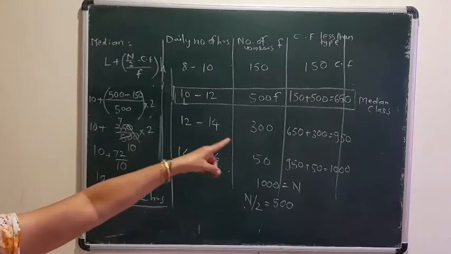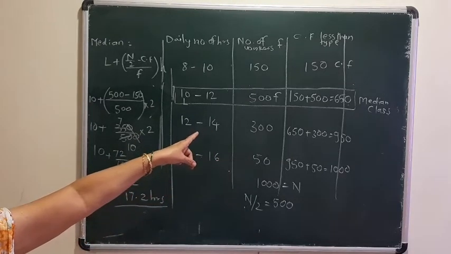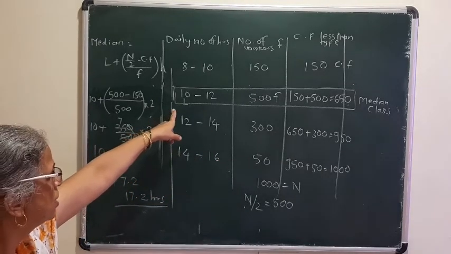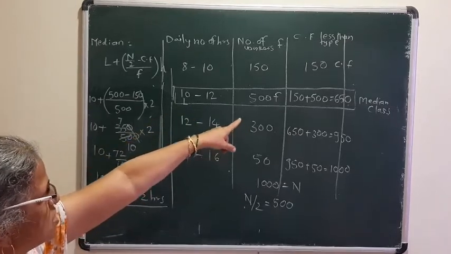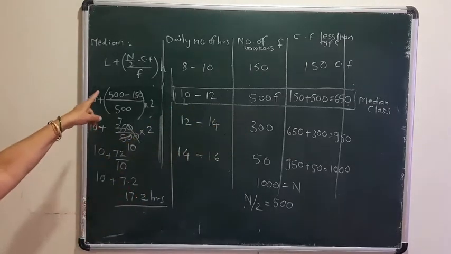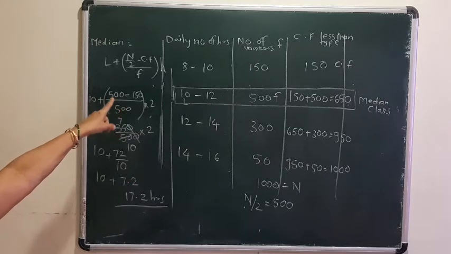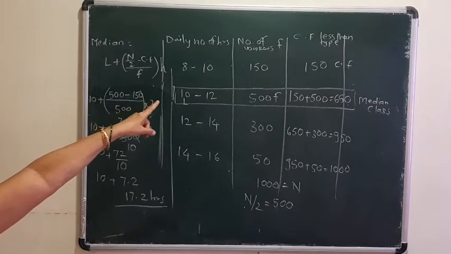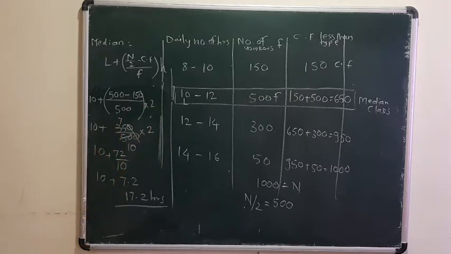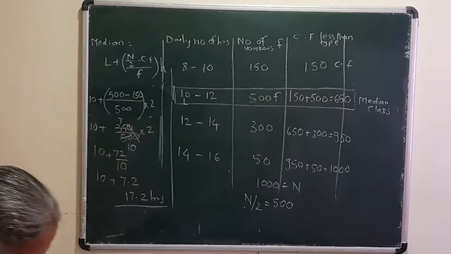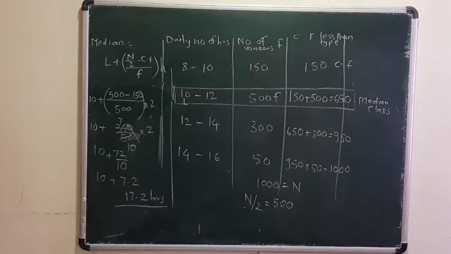You have to mark the median class. After marking the median class, label L. Then this will be the frequency F, this will be CF, and you have to remember the formula perfectly. H will be the difference between the upper limit and the lower limit. Do the calculation perfectly so you will get the answer correct.